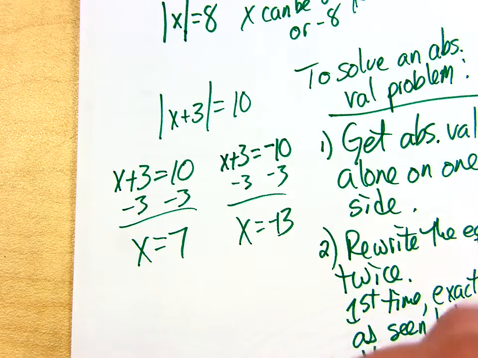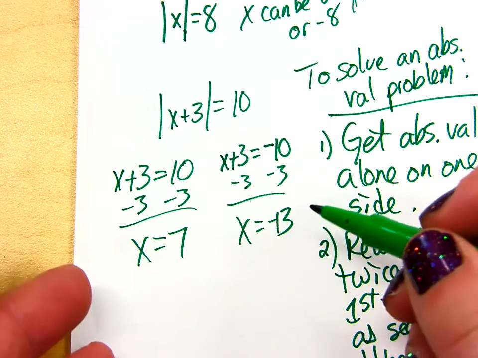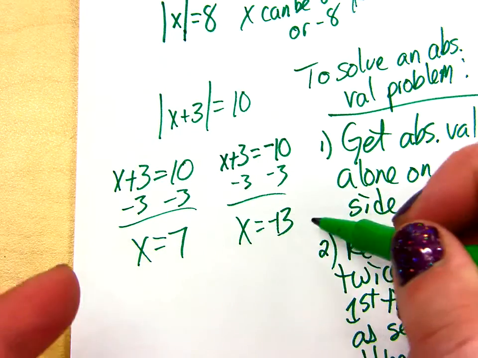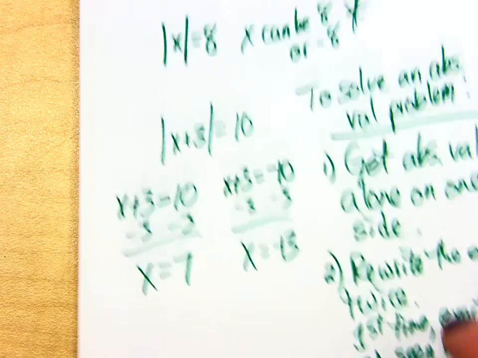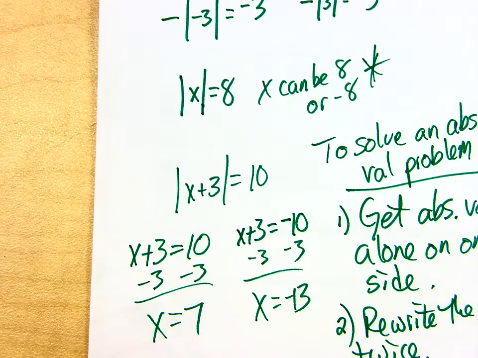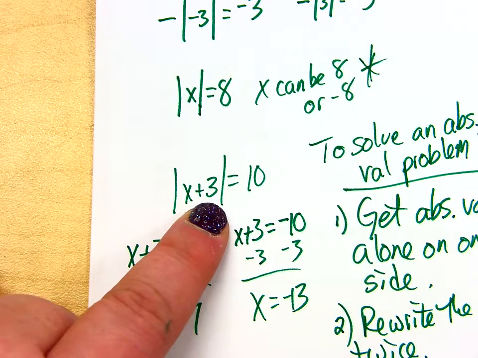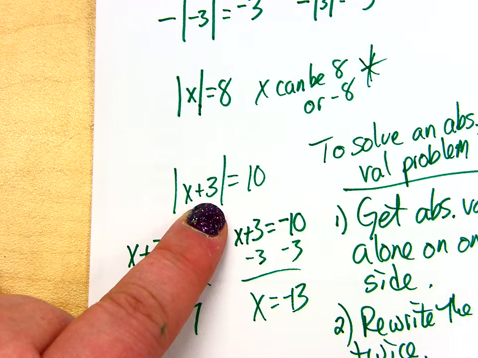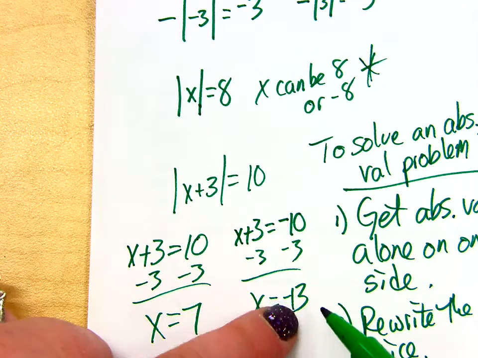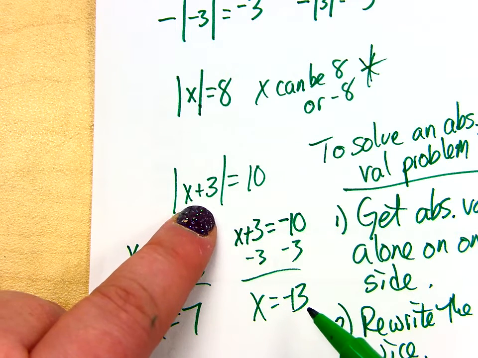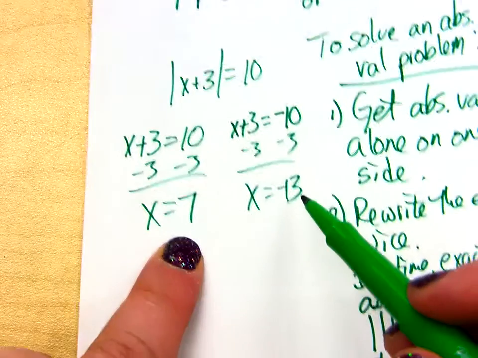When it's an equality, though, so x is equal to 2, I have two answers. X is 7, and x is also negative 13. They both work. If I plug it back into the original, if I plug in 7, 7 plus 3 is 10, and the absolute value of 10 is 10. So 7's a good answer. Negative 13 plus 3 is negative 10, and the absolute value of negative 10 is 10. So both of these are answers.